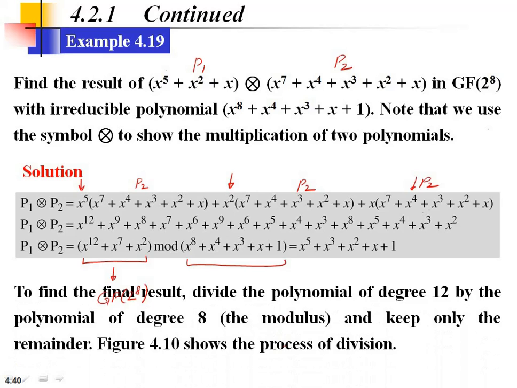So let me show you the process of division. This division can be done like this. We have the irreducible polynomial, that is x to the power 8 plus x to the power 4 plus x cube plus x plus 1, and we need to reduce the polynomial x to the power 12 plus x to the power 7 plus x square.